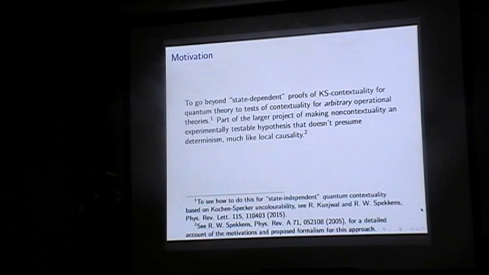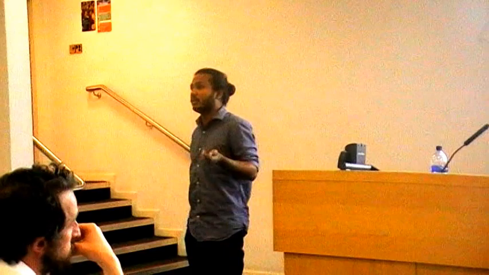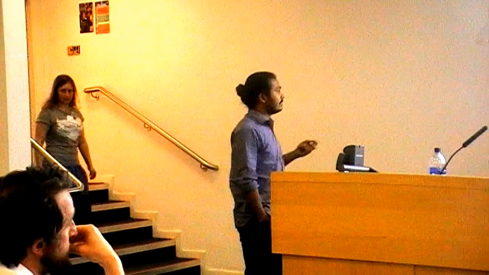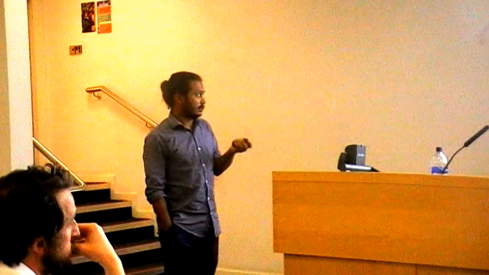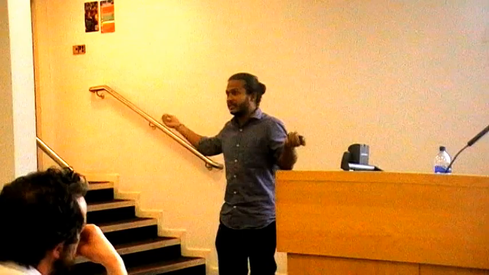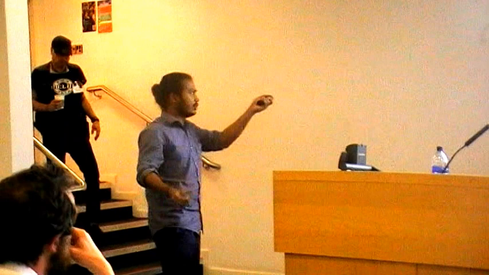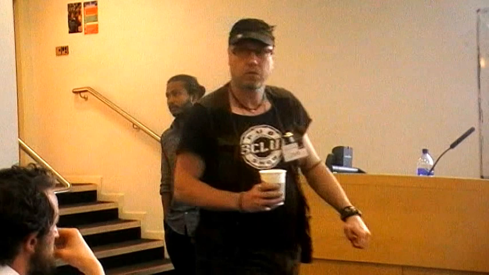And it's also part of this larger project of making non-contextuality an experimentally testable hypothesis, in the sense that you do not want to assume determinism, just like you don't have to assume that in local causality. In the case of local causality, the reason you don't need to assume determinism is because factorizability is sort of a given to you, and via Fine's theorem, it's as good as not having determinism. But in non-contextuality in general, you don't always have remote parties and remote settings, so you can't always assume factorizability. So that's what this line here means. When I say we don't want to presume determinism, it also means we don't want to presume factorizability.